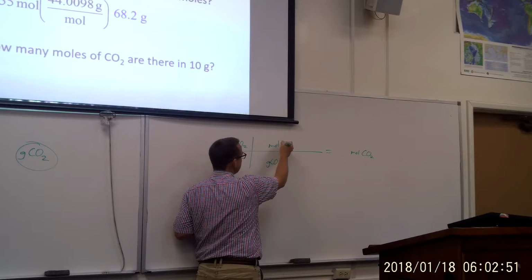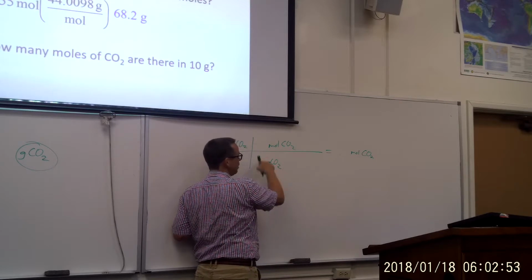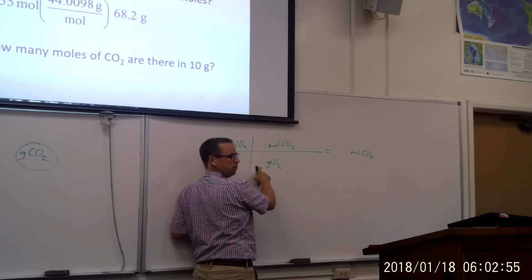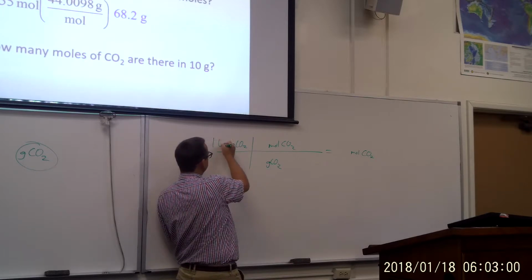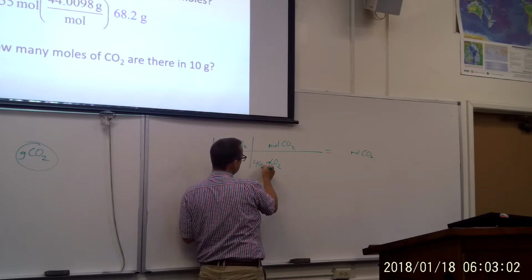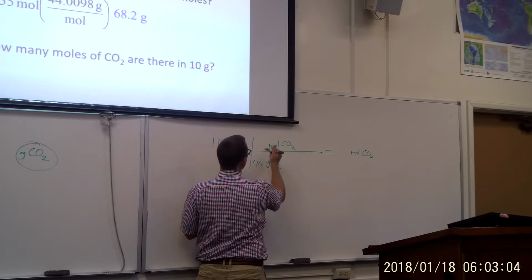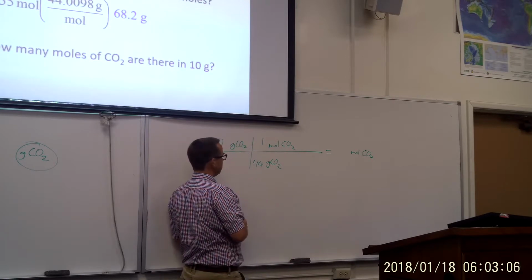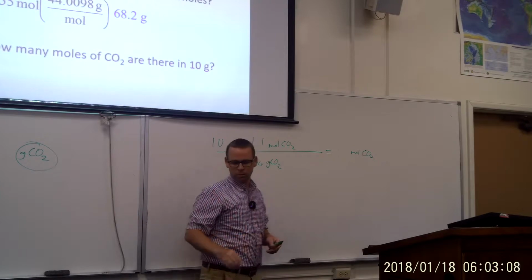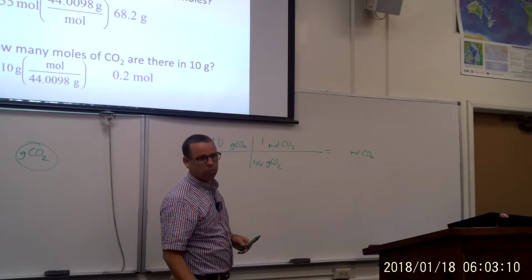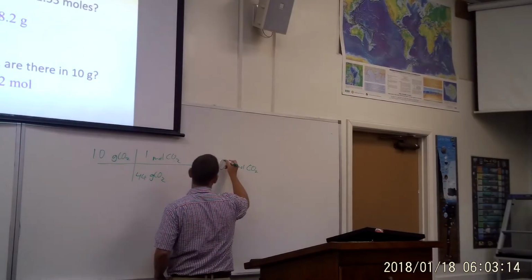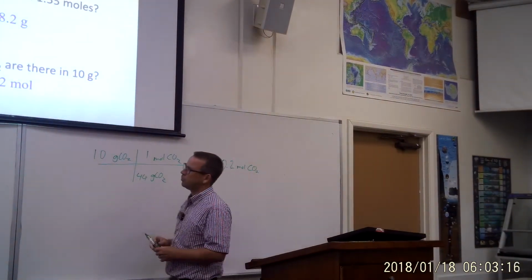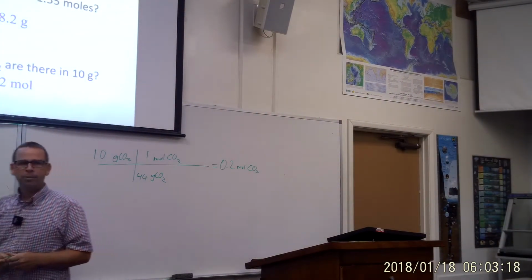Moles of carbon dioxide. How did I know that? How did I know that moles went on top and grams went on the bottom? Yeah, because I need to be able to cancel them out. 10 grams. 44 point whatever for every mole of carbon dioxide. So my answer, about 0.2 moles of carbon dioxide. Okay?